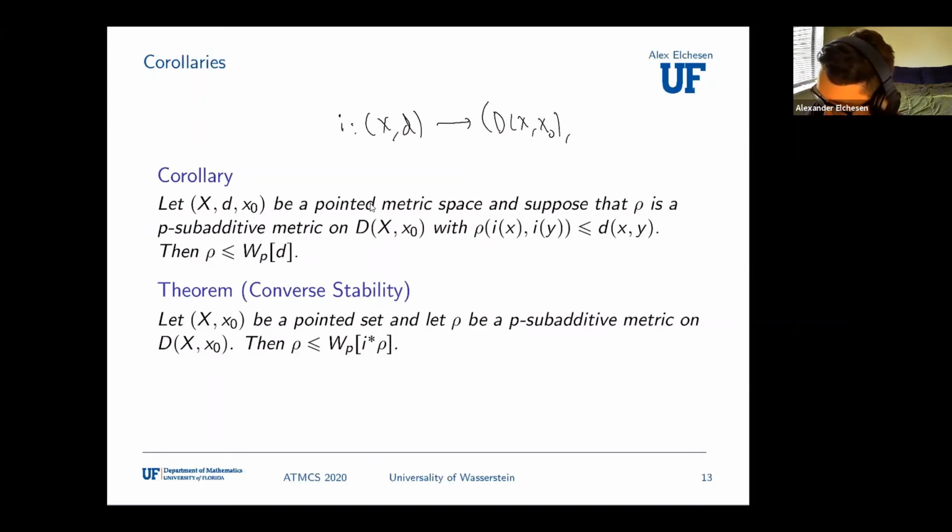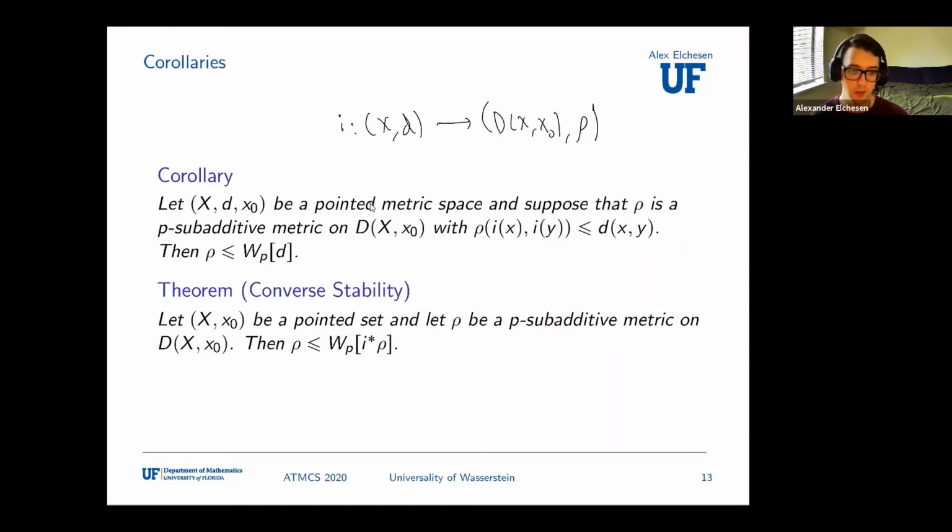But instead, we can equip the space of diagrams with this metric rho. And so this condition here is just saying that the canonical inclusion is 1-Lipschitz with respect to rho. So if we have that, then rho is less than or equal to the p-Wasserstein distance. So in other words, W_p is the maximal p-subadditive metric for which this canonical inclusion is 1-Lipschitz.